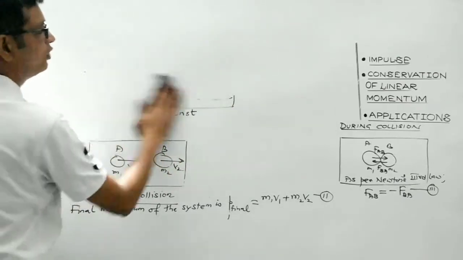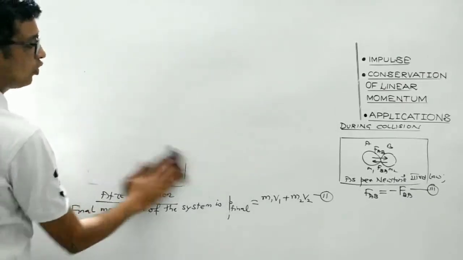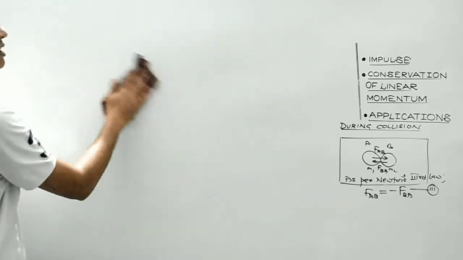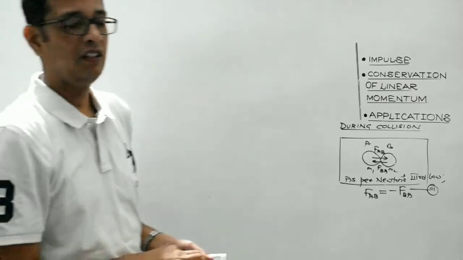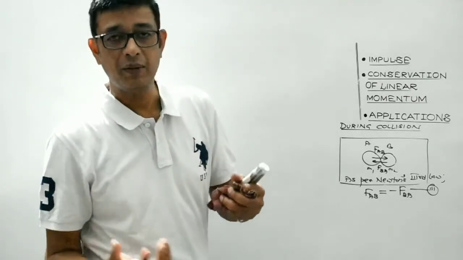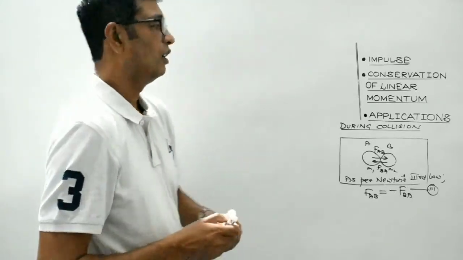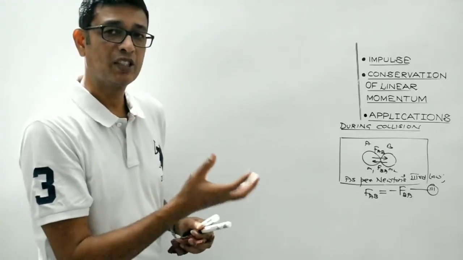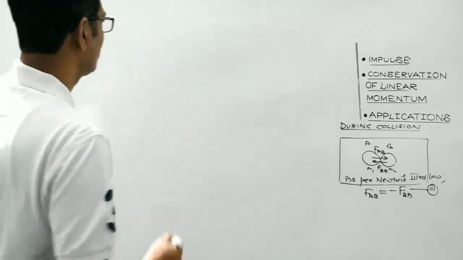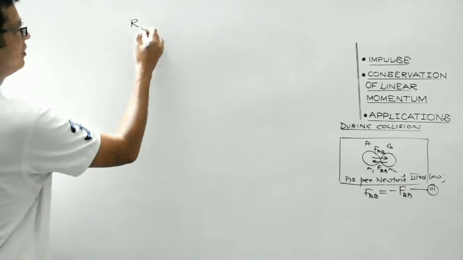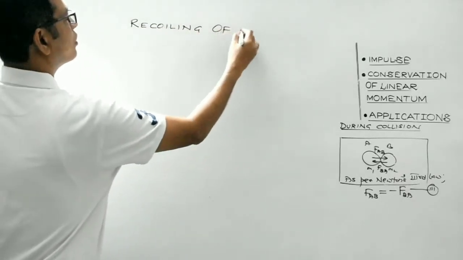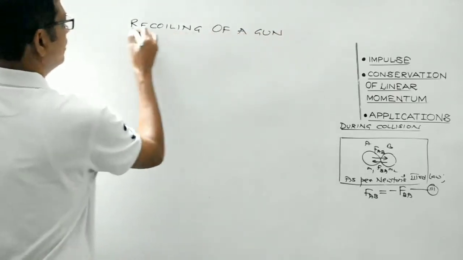We have discussed in Newton's third law the recoiling of a gun, right? It can be explained in terms of the conservation of momentum as well. Then we have discussed the propulsion of a rocket, how a swimmer is able to swim, isn't it? All those concepts can also be explained with the help of the law of conservation of linear momentum. So, let's consider the case of recoiling of a gun or a rifle.